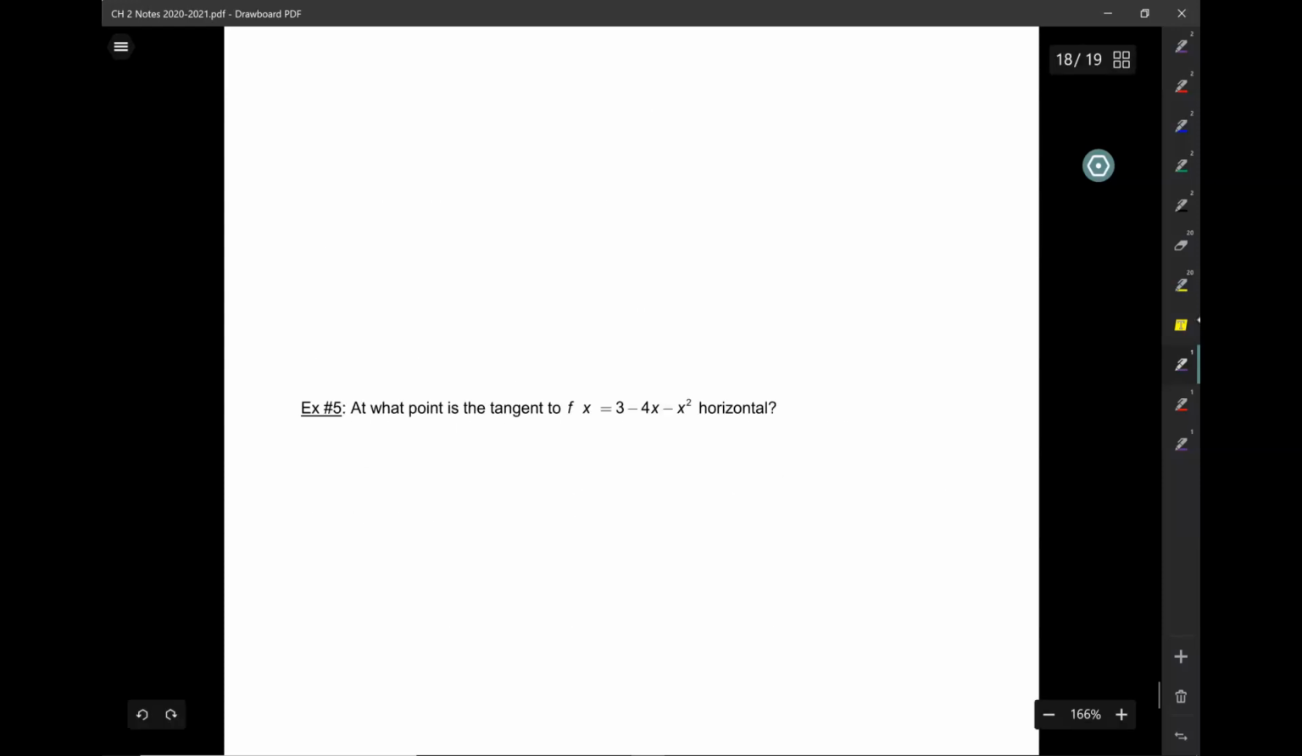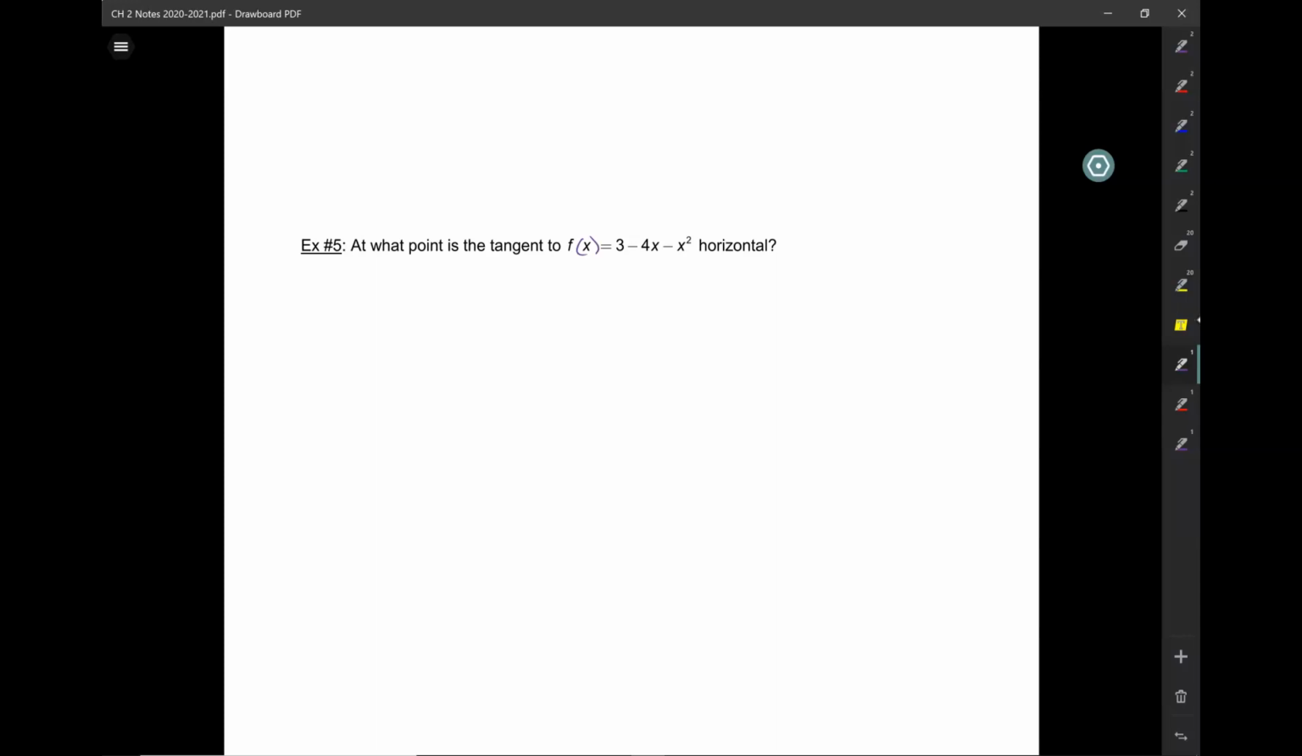So I'm moving on. What I did want to focus on is example number 5, where at what point is the tangent to f of x horizontal? The tangent is horizontal means m is equal to 0. So first I have to find m, and m is the limit as h approaches 0 of f of x plus h minus f of x all over h. I know that everybody knows how to work with this formula. So we work, and then several steps later, we get that m is equal to -4 minus 2x.